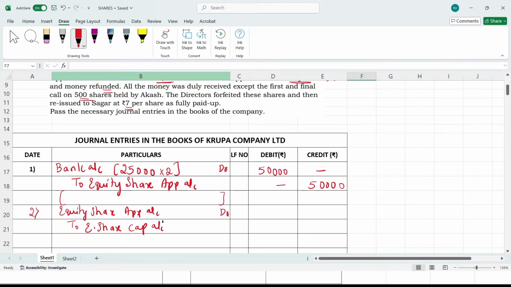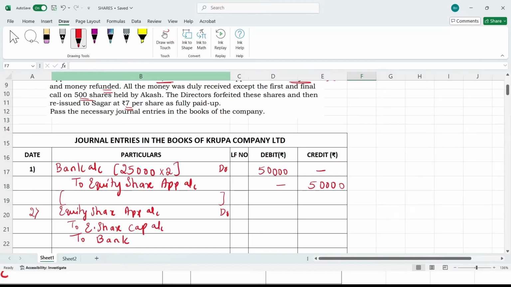You can allot only 20,000 shares, but you have received 25,000. That extra 5,000 you have to refund. Refunding means you have to pay it through the bank, so your bank account will be debited and the bank balance will decrease. In over subscription, you have to add this one to the bank account.